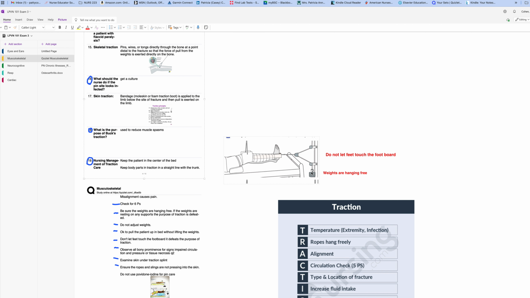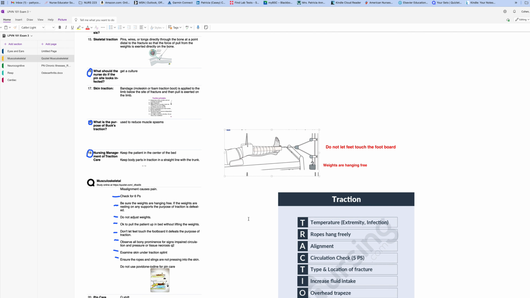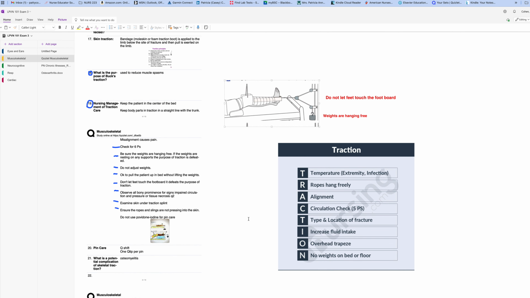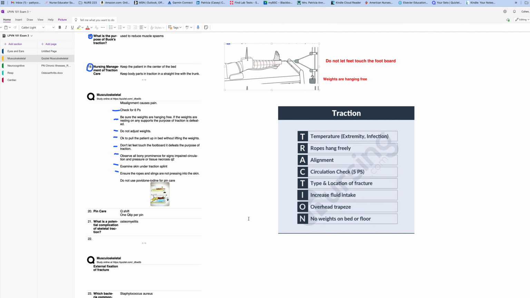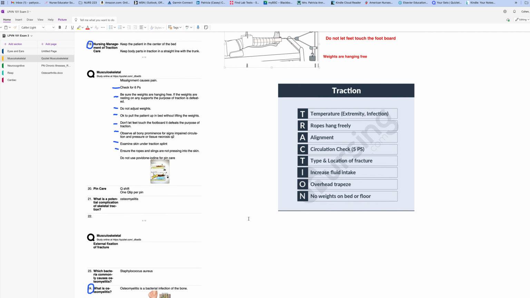Observe all their bony prominences. Make sure you can turn them a little bit. Q2, change the position. Make sure you're looking at the skin under the traction, and the ropes and the slings are not pressing into the skin, and they don't have knots, okay? For pin care, you're going to use whatever solution is the policy at wherever you work, but don't use povidone iodine, so that's Betadine. Don't use that on pins. Make sure you get a trapeze for your patient, okay? Increase fluid intake so that they don't get constipated.